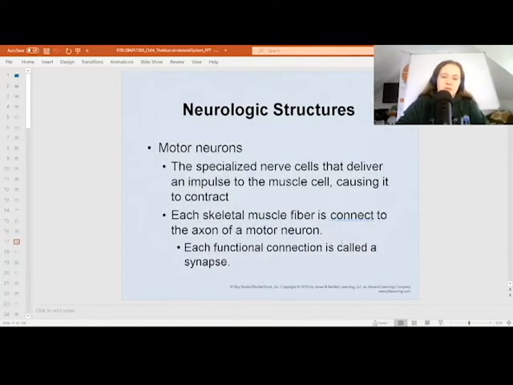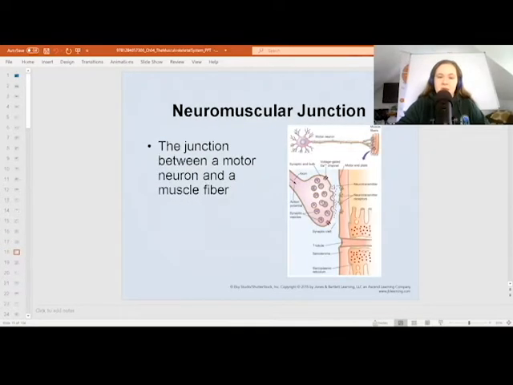Neurologic structures. These contain motor neurons. These are specialized nerve cells that deliver an impulse to the muscle cell, causing it to contract. Each skeletal muscle fiber connects to an axon of a motor neuron. Each functional connection is called a synapse. The neuromuscular junction is the junction between a motor neuron and a muscle fiber.